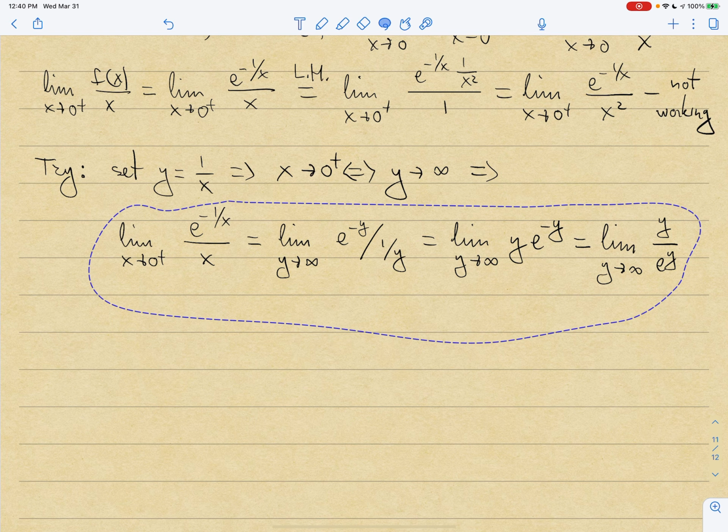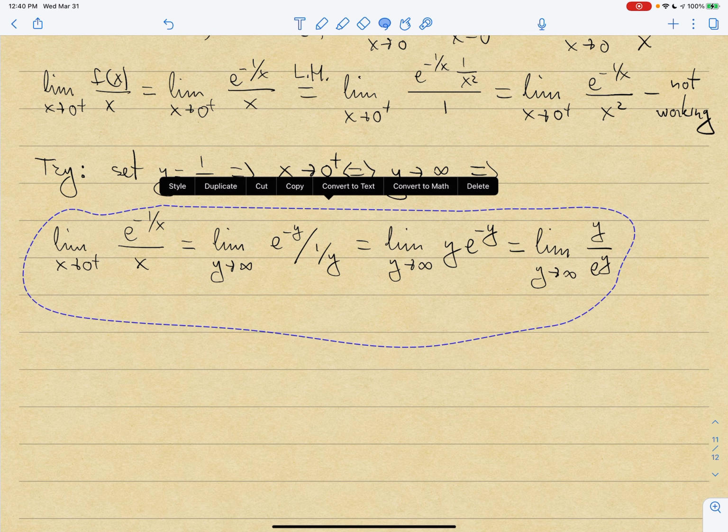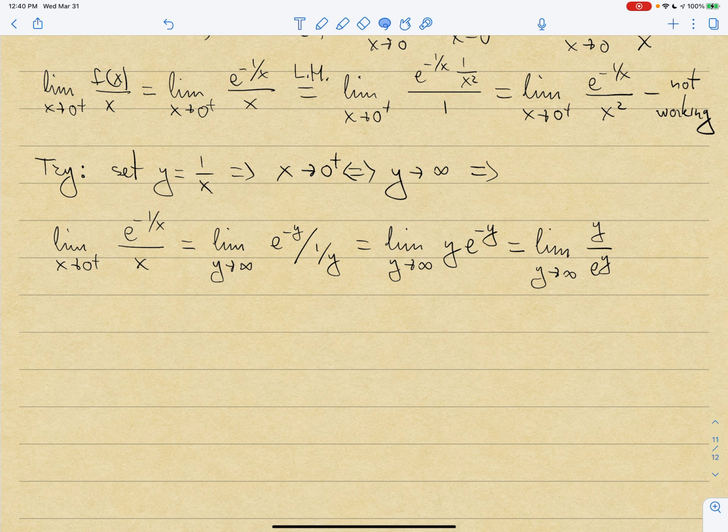All these manipulations, what do they bring me? So now I have y goes to infinity, so numerator goes to infinity, and e to the y also goes to infinity, right, as y goes to infinity. So instead of having a limit 0 over 0, I have a limit infinity over infinity. And I can try to use L'Hopital's rule here.